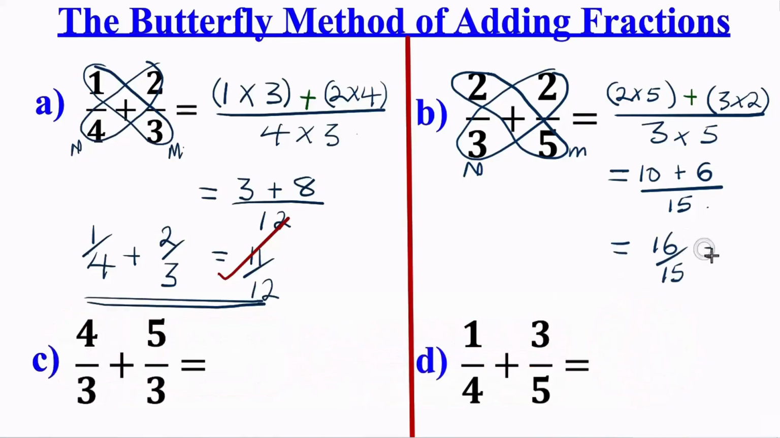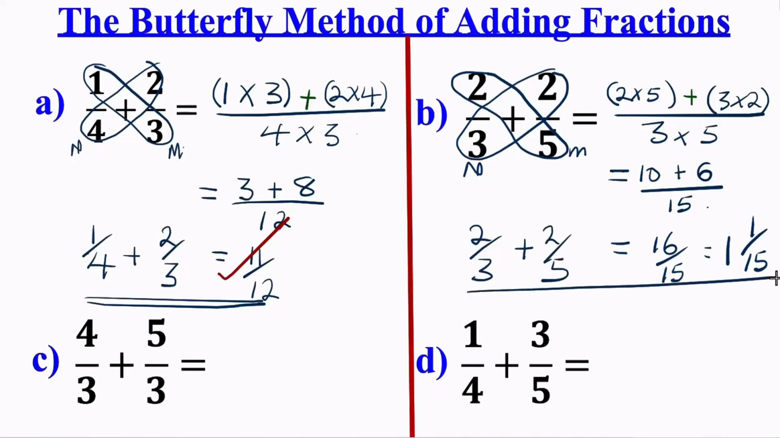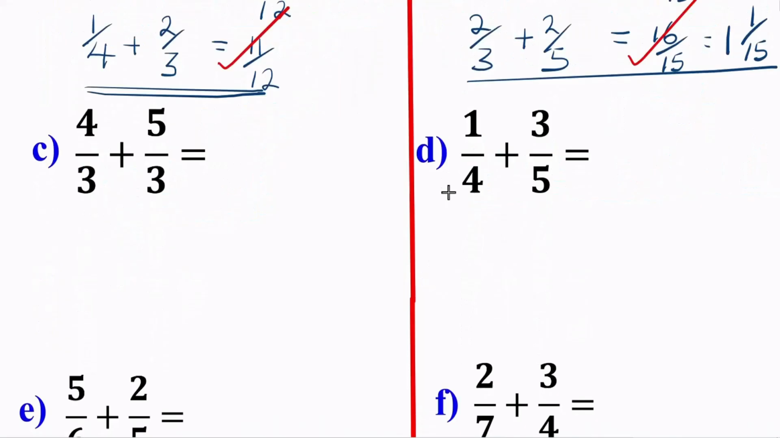This is the same as having one whole number and 1 out of 15 in mixed number. Therefore, our expression, which is 2 divided by 3 plus 2 divided by 5, gives the result to be that. And this becomes our correct answer for that case. Let's have parts C and D. Then parts E and F are for you to try out.